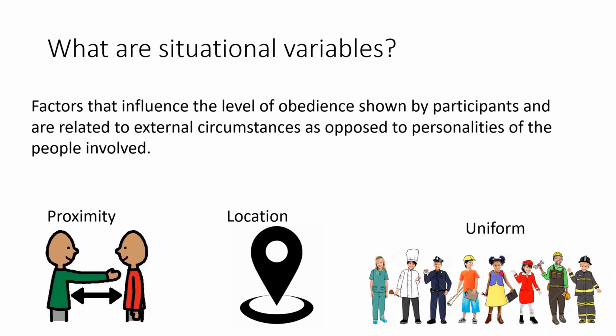So, what are situational variables? So these are factors that influence the level of obedience shown by participants and are related to external circumstances as opposed to personalities of the people involved. So it is something external. Think of situation, that's not you, that's not your own personality, that's something external. And so it's different circumstances, and by that we mean the proximity, location and uniform, which were studied by Milgram.